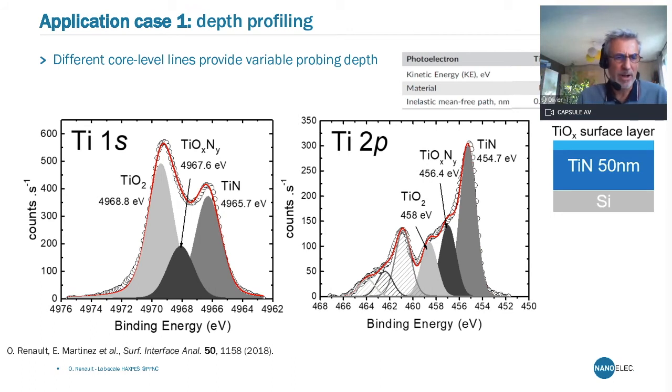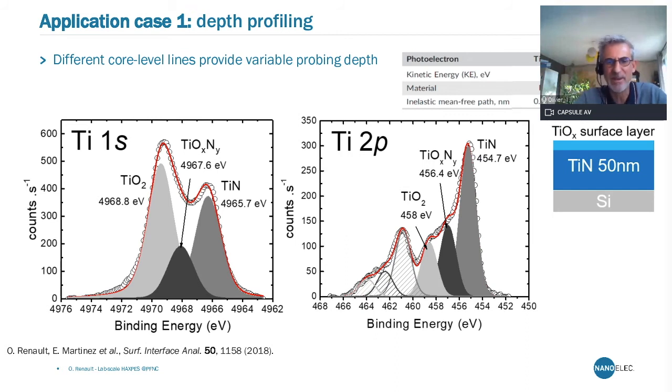So I would like to carry on with some application cases, and the first application case is regarding depth profiling. You now have access to deeper core level lines within the atom because you are exciting with other X-rays, and this gives you the possibility to do non-destructive variable probing depth analysis, because each line has a particular mean free path.